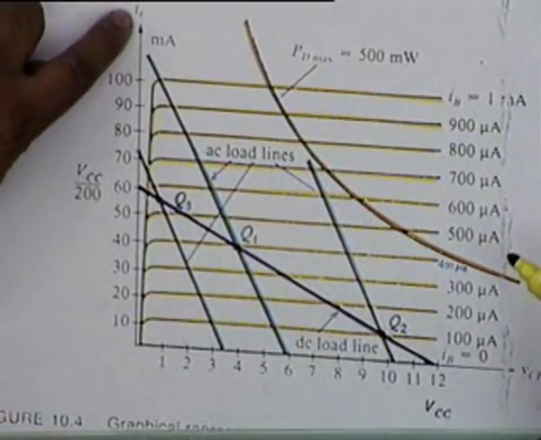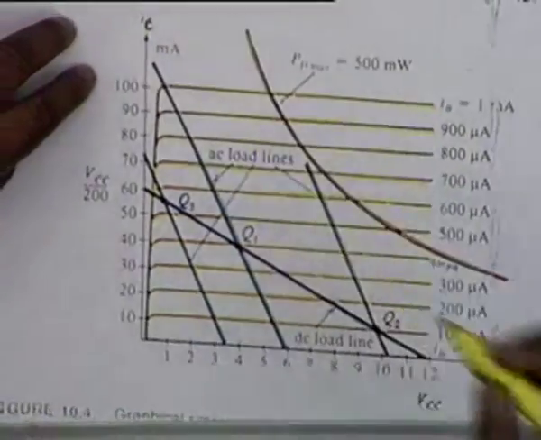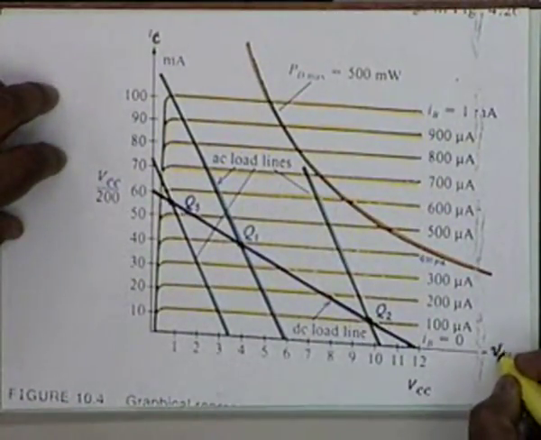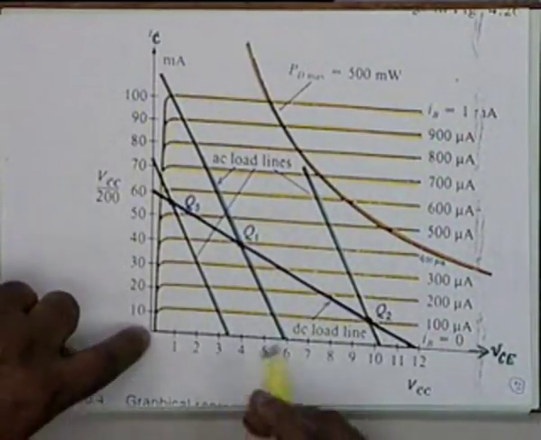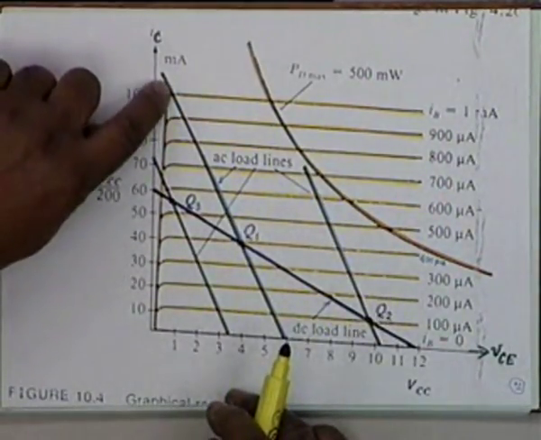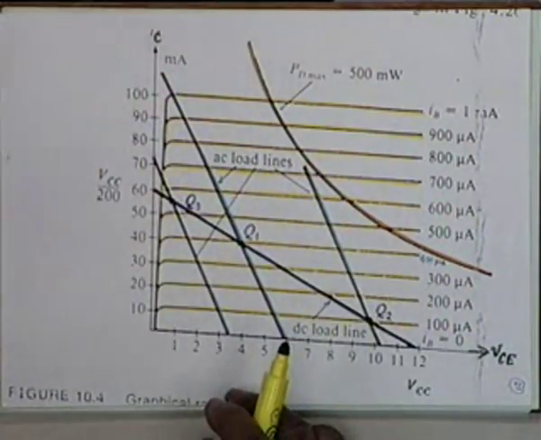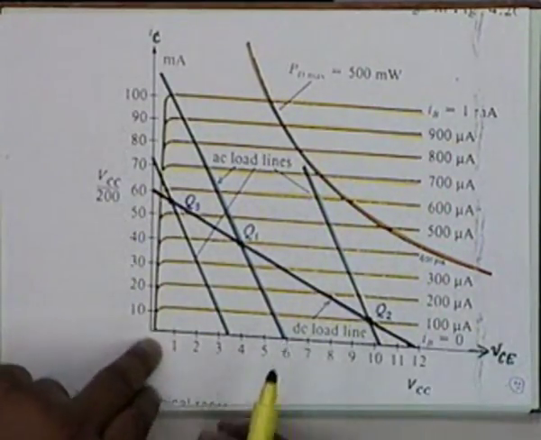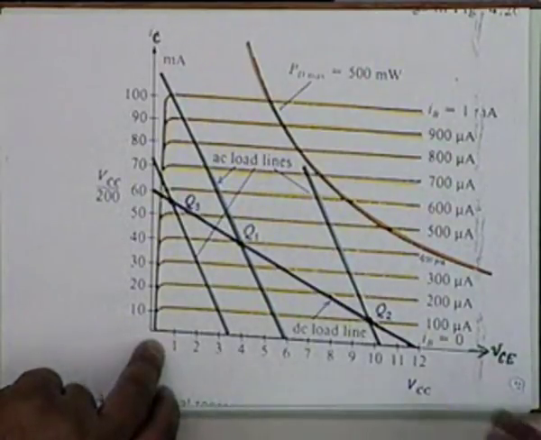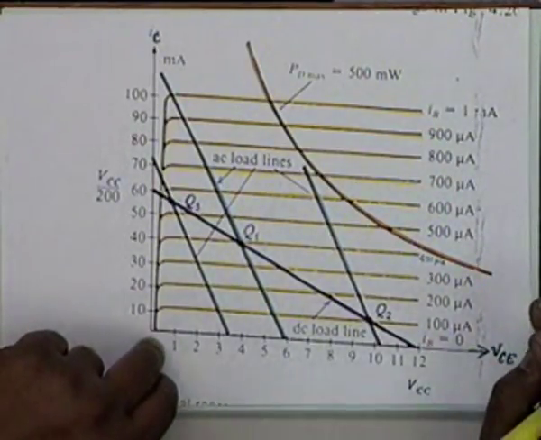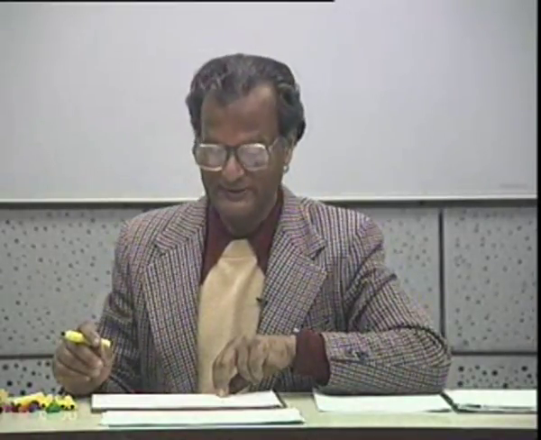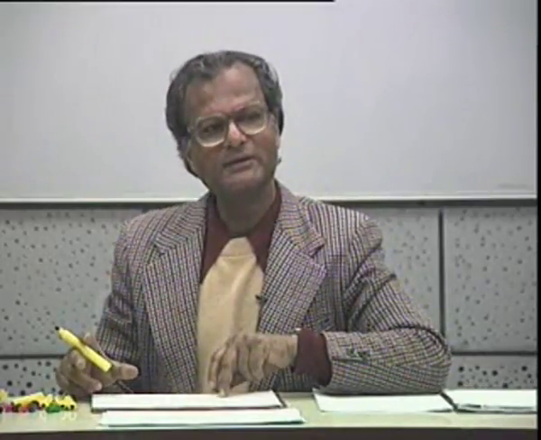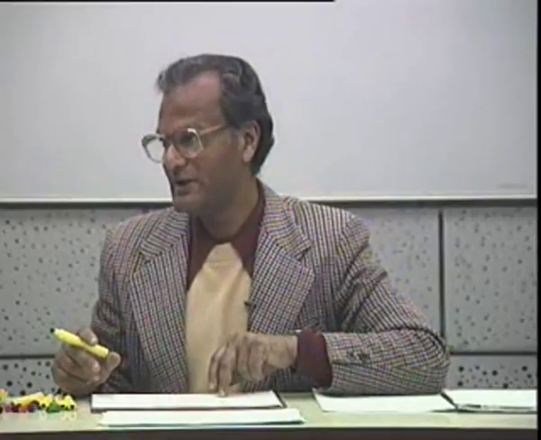This is a plot of IC versus VCE. This line is the saturation line, so our amplifier operation should never go below this line. Now there is another line which restricts the operation of a transistor, and this is what I want to introduce at this moment. VCE and IC denote the operating point of the transistor.